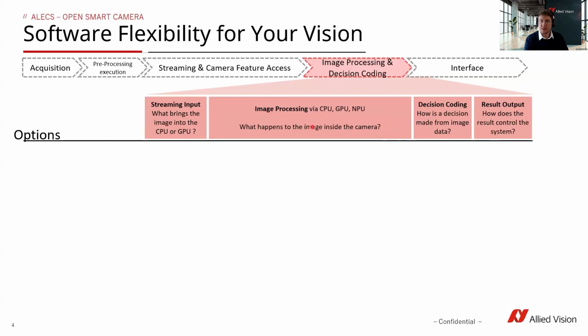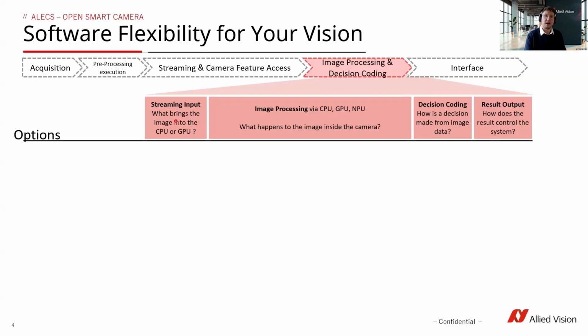But the question is really what happens to the image inside the camera? And then when you do measurements or find shapes or something, you need to decide what should happen with the result. So should we activate some actuators, some motors, some valves or whatever? This is what should happen in the decision coding path. What happens with the result? And on the right side, how can I communicate my result out of this system? So that's the interface discussion.